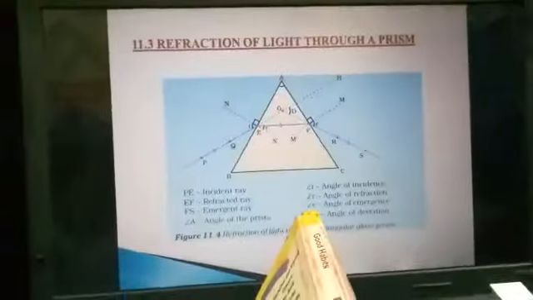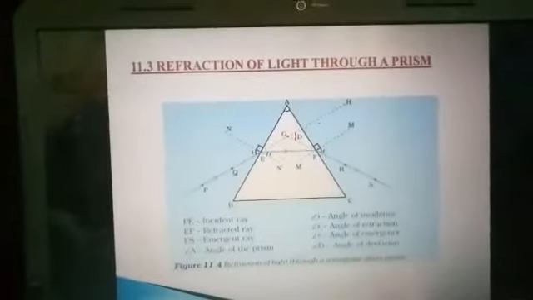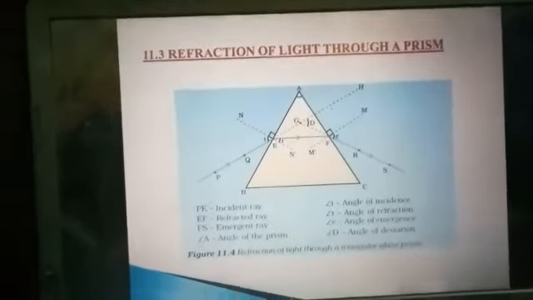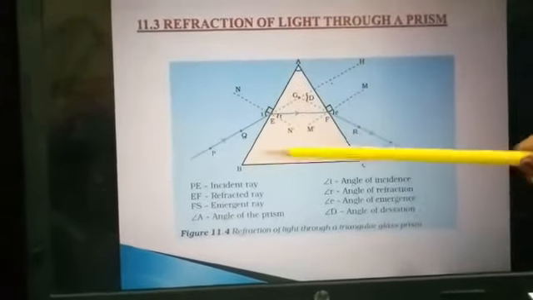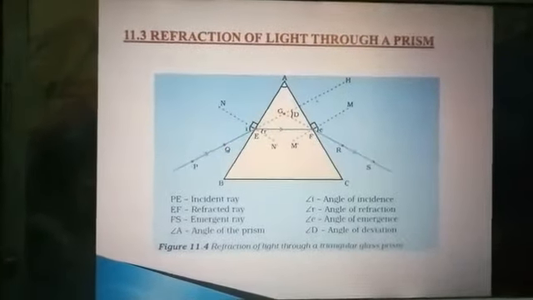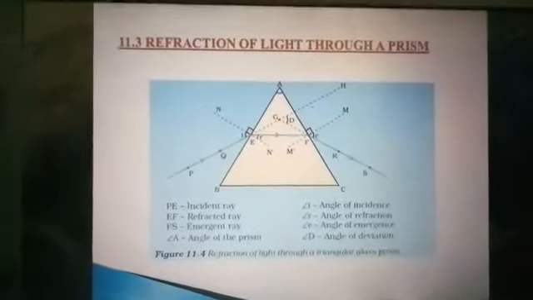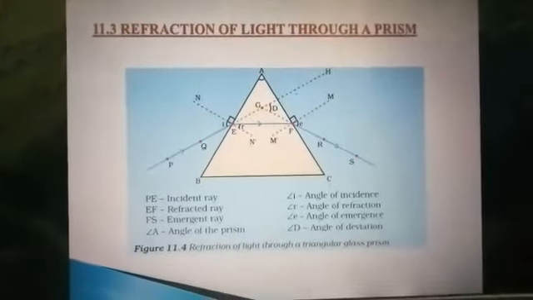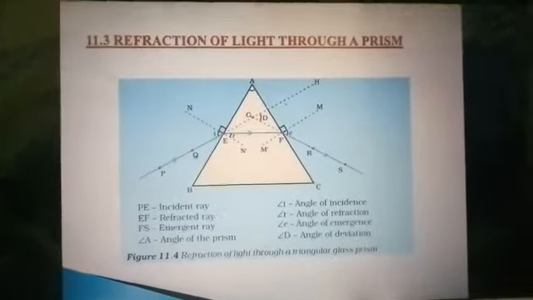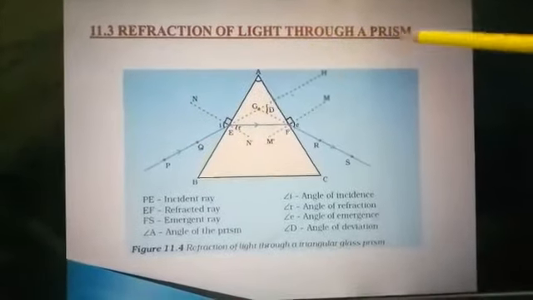So in the diagram we have the front face A, B and C. So we have again a triangular prism. These are the vertices. What you call in maths, A, B, C are vertices, right? And what happens when a ray of light passes through a prism?